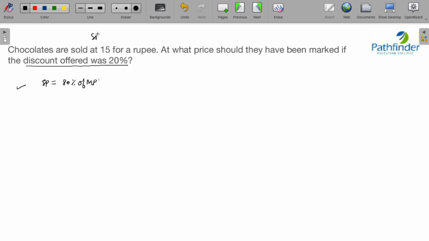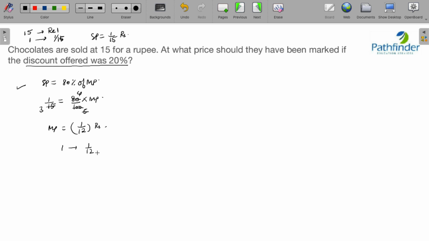Now chocolates are sold at 15 for a rupee. So what is the selling price? You are able to sell 15 for rupees 1. So 1 will be sold for rupees 1 by 15. So this is your selling price. So 1 by 15 is equal to 80%. I can write this as 80 by 100 times the marked price. 24s are, 25s are, 5 3s are. So you get marked price as 1 by 12 rupees.